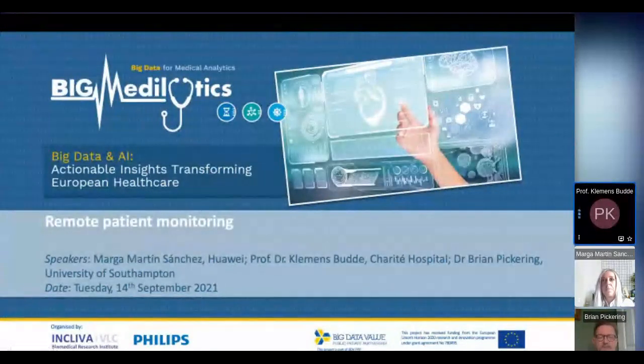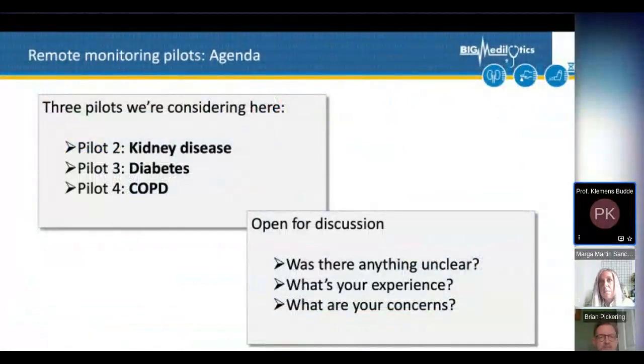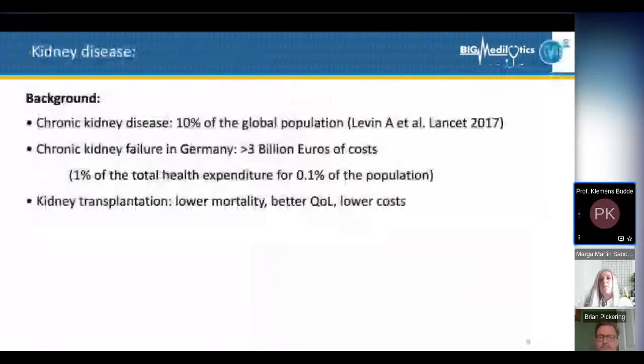Yes. Okay, so this breakout session is about remote patient monitoring. And in our BigMedilytics project, we have 3 different pilots who are using remote patient monitoring. And this is the pilot 2 kidney disease, pilot 3 diabetes, and pilot 4 COPD. And basically the idea for the discussion is to bring this kind of more to attention. Is anything unclear from the short discussions in the pilots? What is our experience with remote patient monitoring, and what are our concerns?